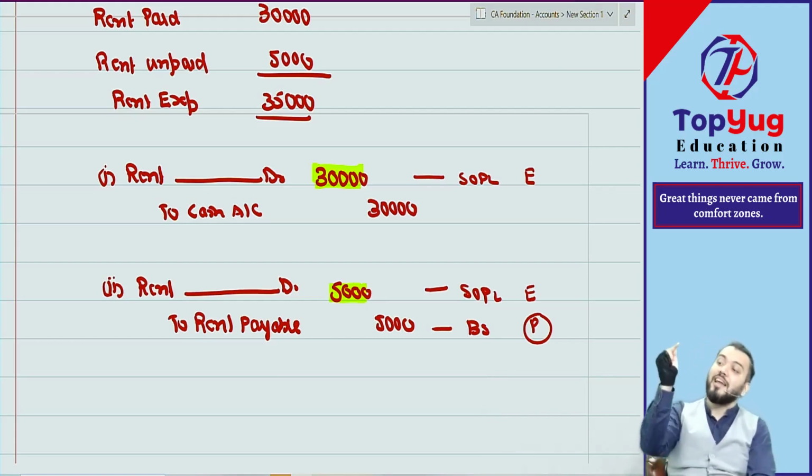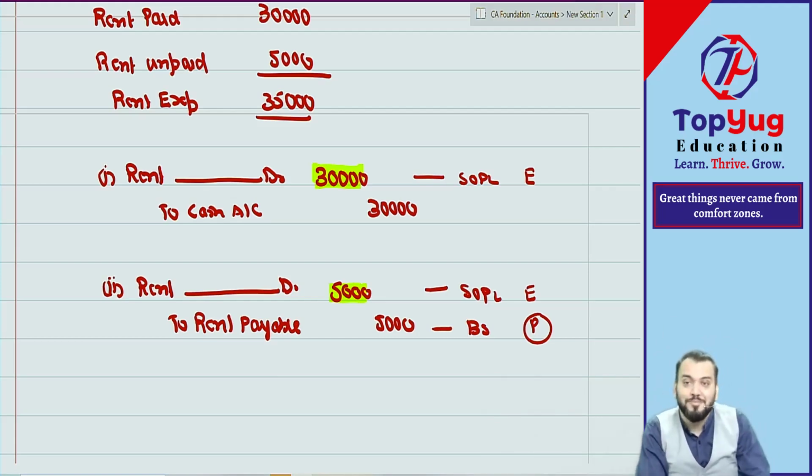So I don't want that from your point of view. Once you pass CA foundation, CA inter, CA final in one attempt, that is the objective. Objective is not CA foundation. Objective is not CA inter. Objective is CA final. We are working on that.